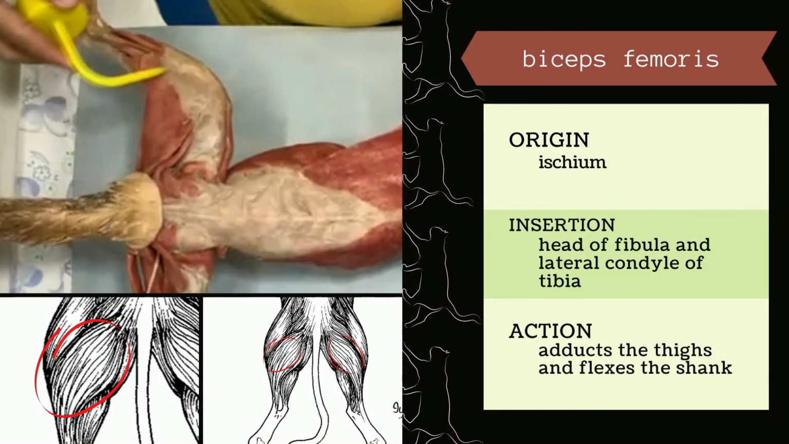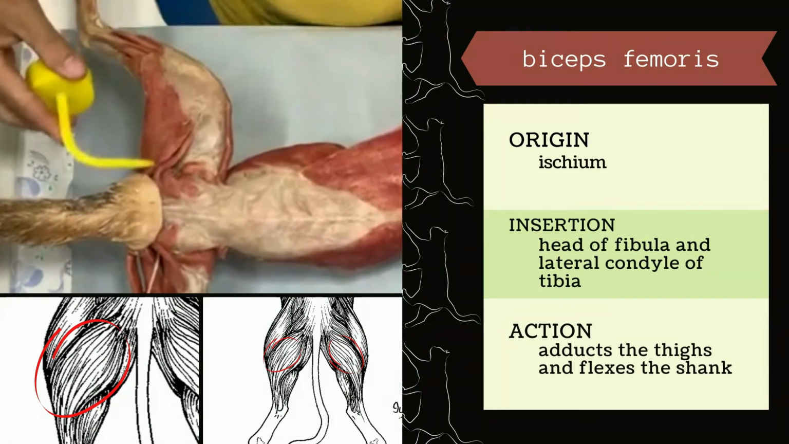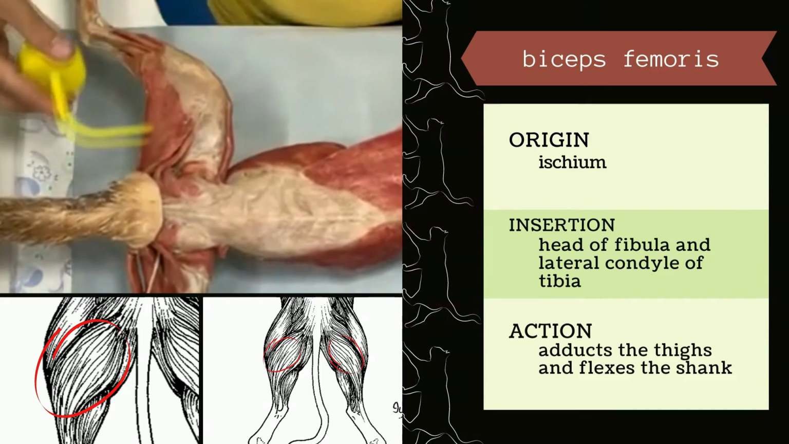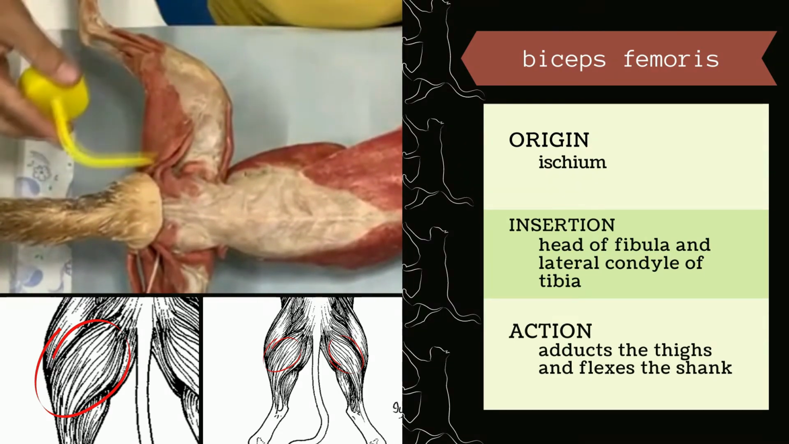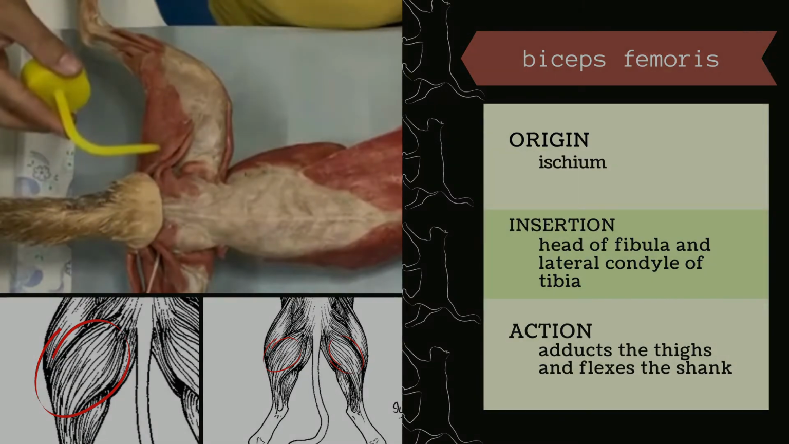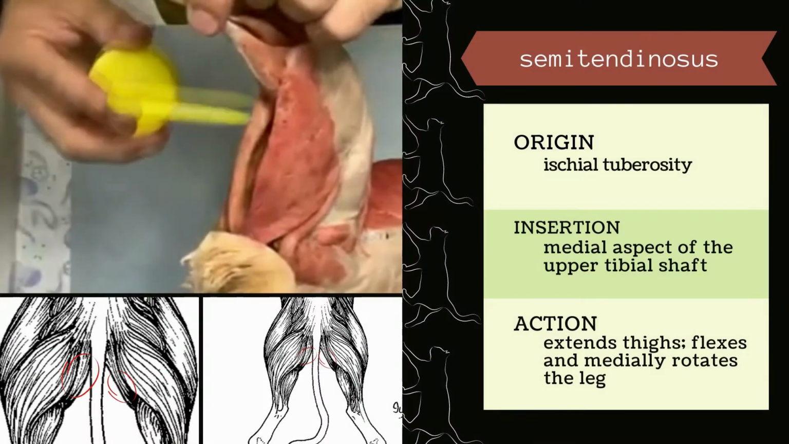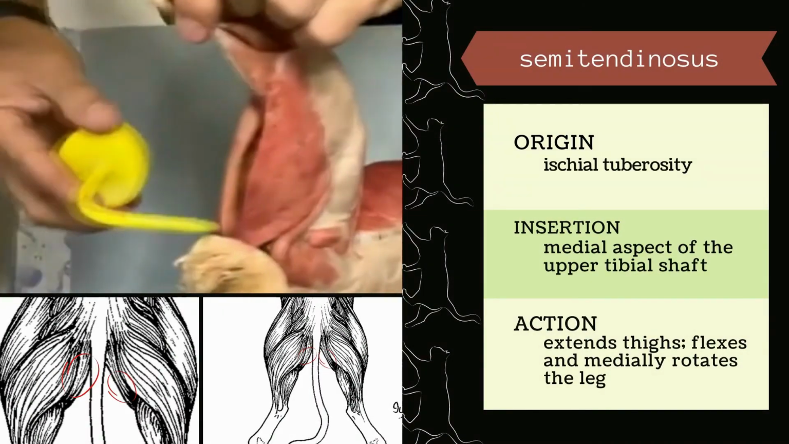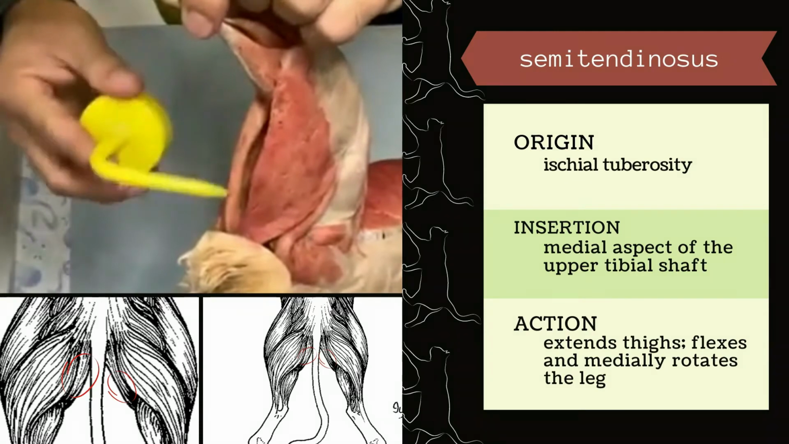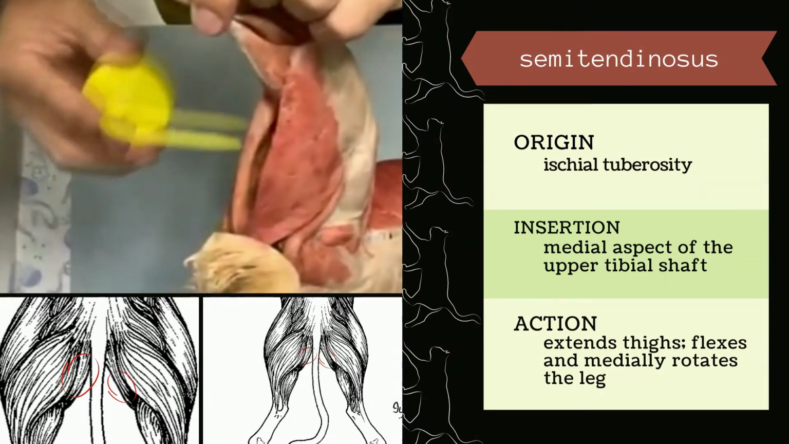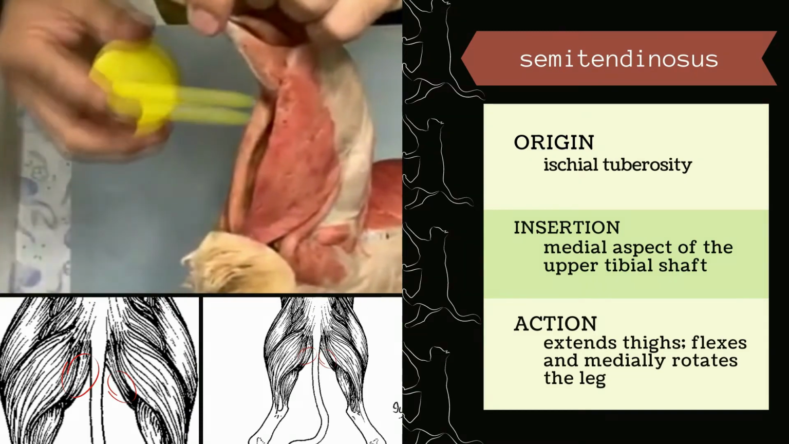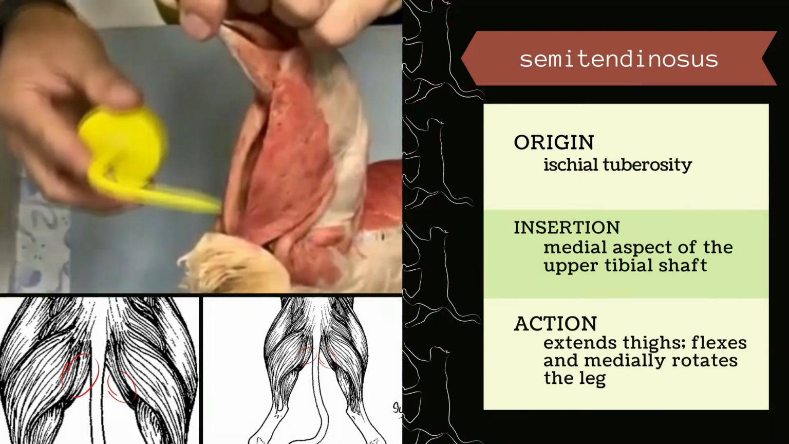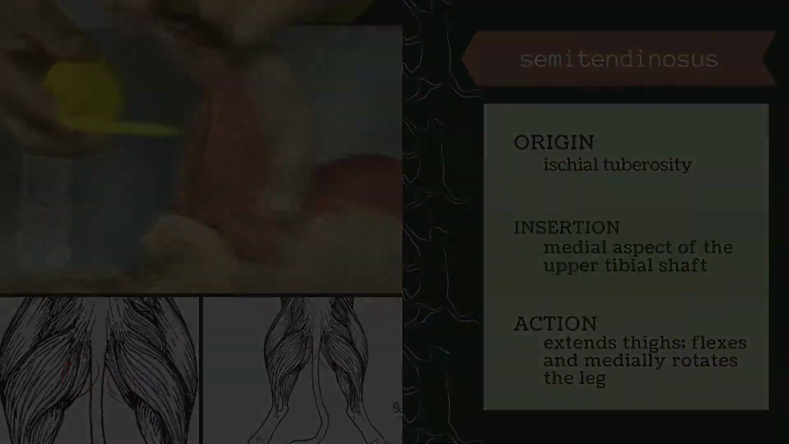This is the biceps femoris. It originates from the ischium. It inserts into the head of the fibula and the lateral condyle of the tibia. Its action is to adduct the thigh and flex the shank. The next part is the semitendinosus. It originates from the ischial tuberosity. It inserts into the medial aspect of the upper tibial shaft. Its action is to extend the thigh, flex, and medially rotate the leg.